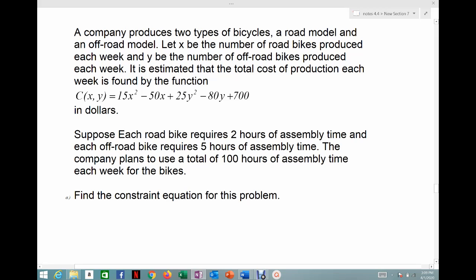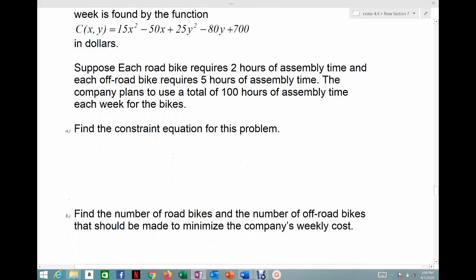It's more applications, and it's kind of looking at our special case where it's not going to be linear. It's also going to be one similar to this one. This one's actually going to come out where it matters that it's less than or equal to case. So we have two different types of bicycles, a road model and an off-road model. X is the number of road bikes. Y is the number of off-road bikes. This is total cost in dollars.